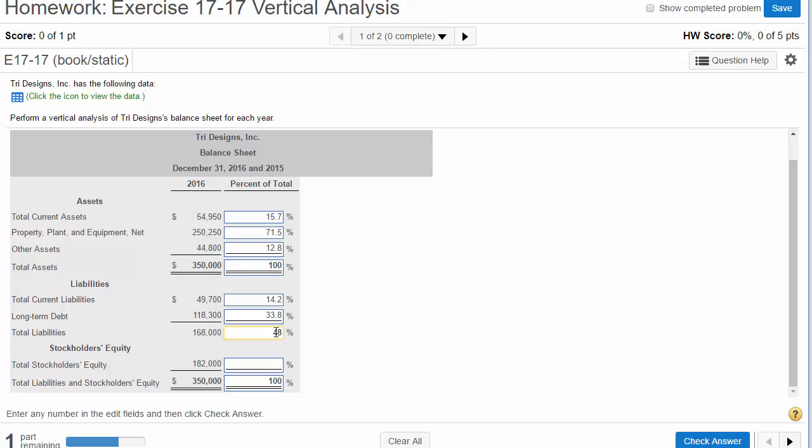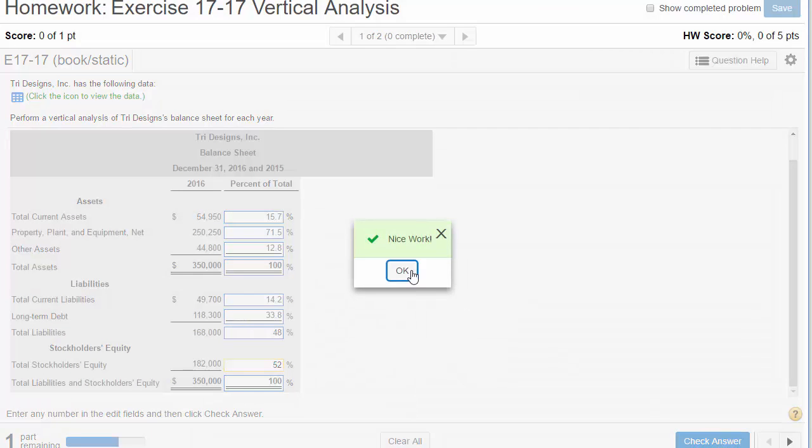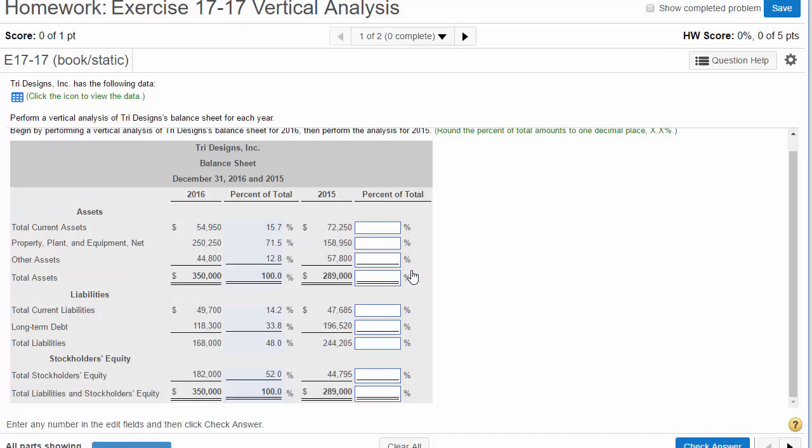What this particular number, 48%, means is that 48% of the assets are financed by debt, in other words, liabilities. And then for total stockholders' equity, it's 182,000 divided by 350,000, and we should get something close to 52%, which we do get. Check our answer. And now we're going to do the same for 2015.